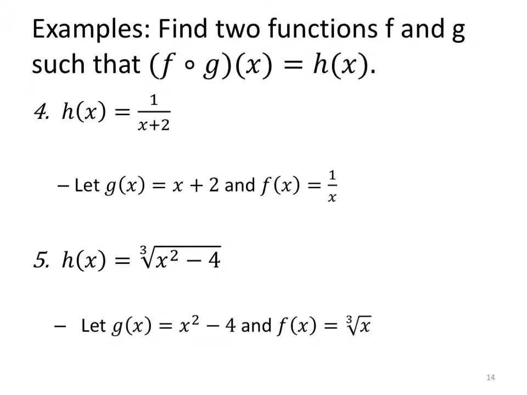Moving on. Number 4, I would let g of x be x plus 2, and then f of x is 1 over something, 1 over x. For number 5, h of x equals the cube root of x squared minus 4. I would let g of x be the inside, x squared minus 4, and the outside be the cube root of something. We can't use something, we can't use parentheses, we have to put the variable in so it's a function, but that's the way I think about it. Cube root of something.